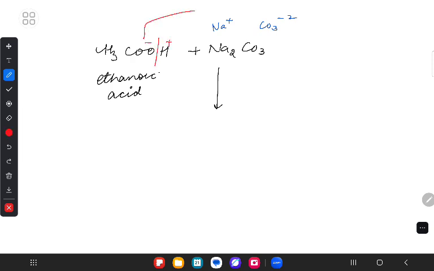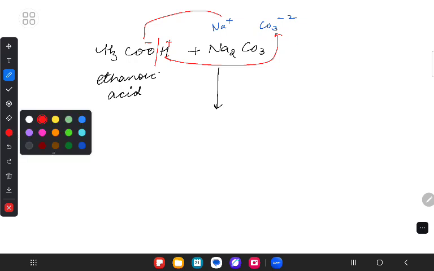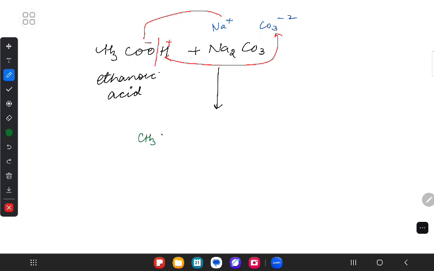So, negative here goes with positive. Positive here goes with CO3 minus 2. So, I'm going to have CH3COONa. And you crisscross H plus with CO3 minus 2. So, what do you think you'll get? CO3 minus 2, then Na plus. Wait, minus 2, that means you'll have 2 Na. And when you carry the H over, it's going to be H2. So, we're going to have H2CO3.